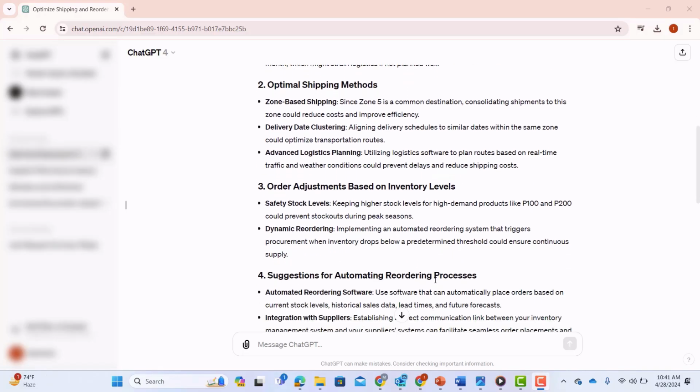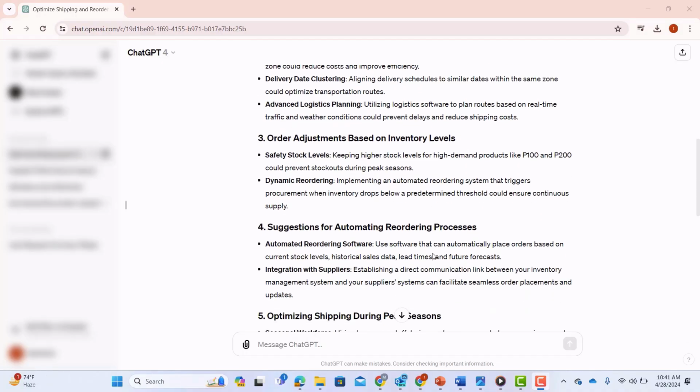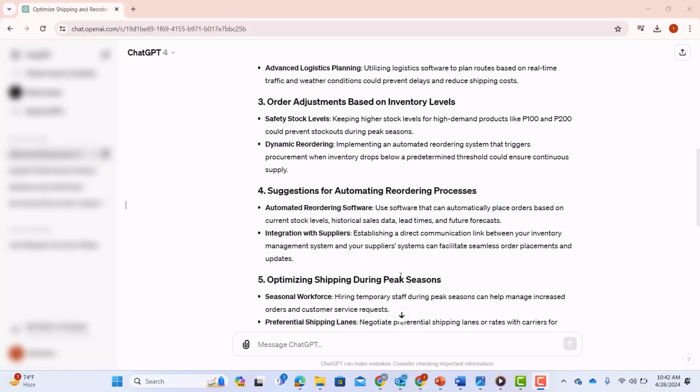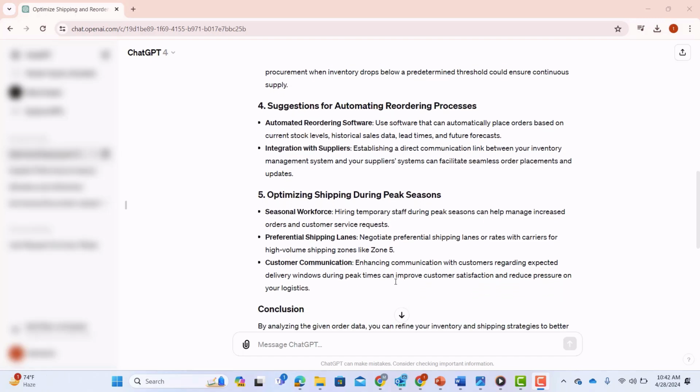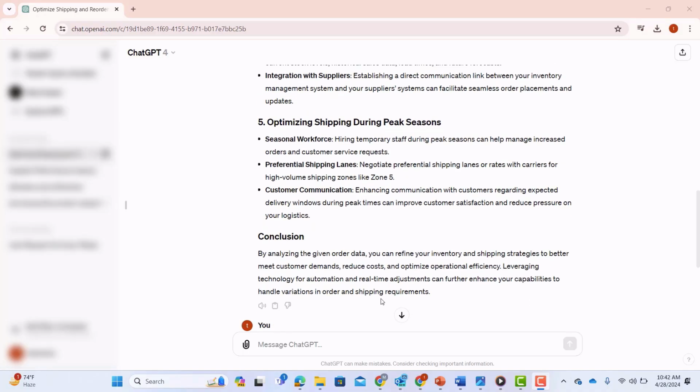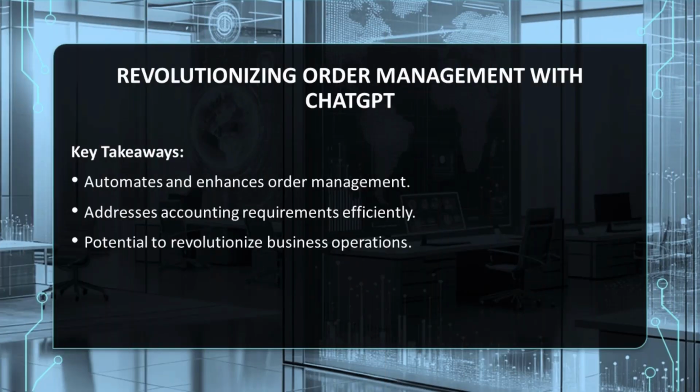The introduction of advanced logistics software is recommended for real-time route planning and direct supplier integration. During peak seasons, employing additional staff and securing preferential shipping rates could further streamline operations. Overall, the analysis focuses on leveraging technology to enhance inventory management, optimize shipping, and improve customer satisfaction.